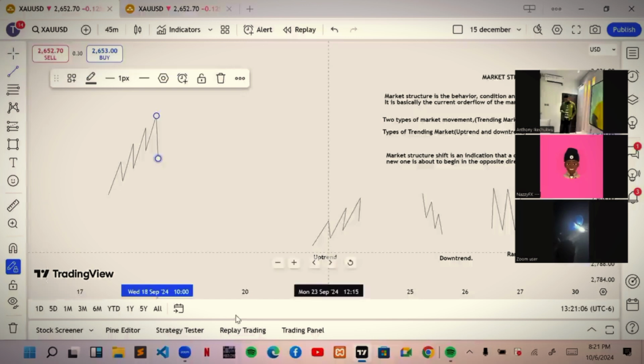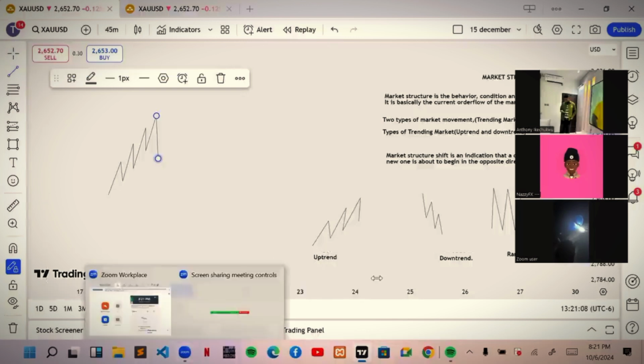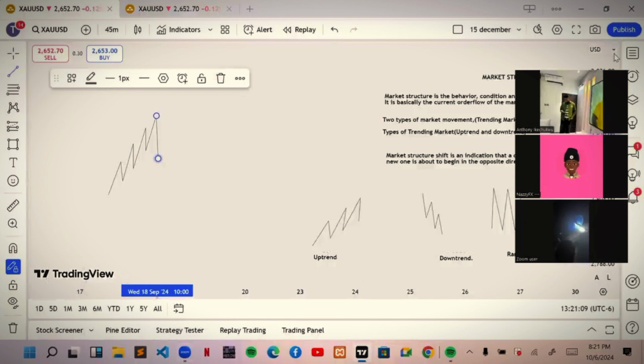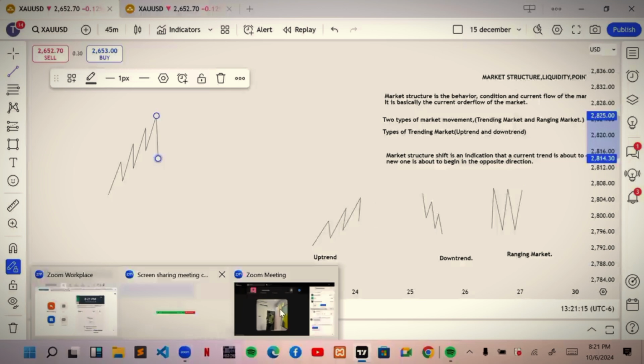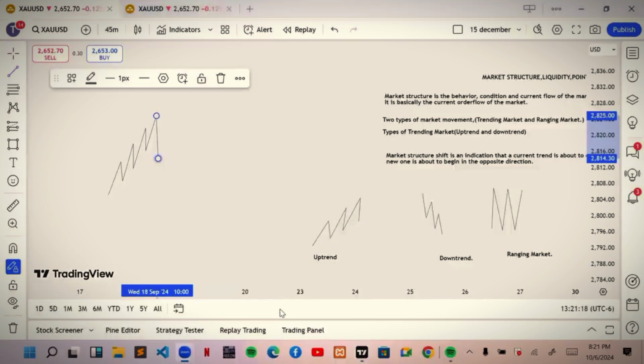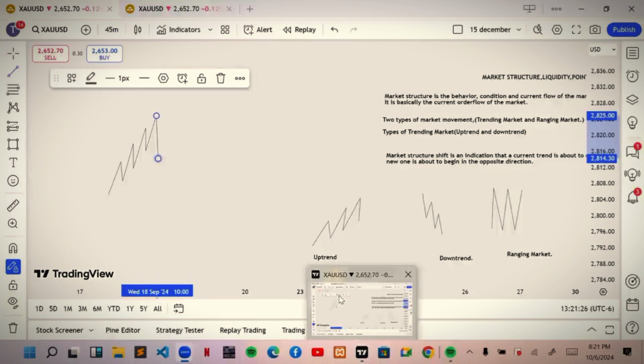Could you see my screen? Can you guys see my screen? Can you see my screen? Okay, no problem. So let me go.